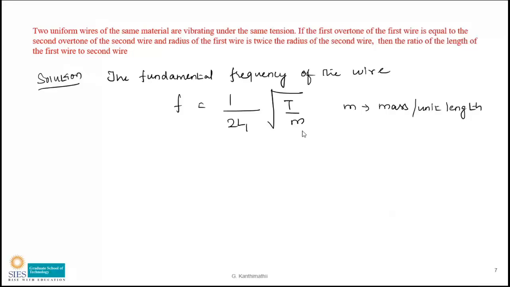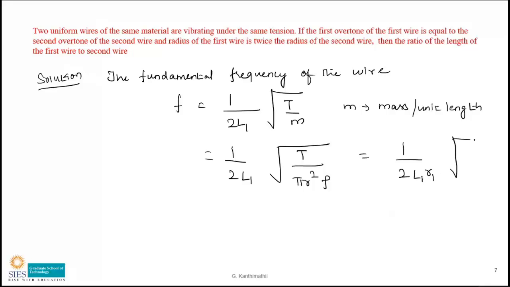I know the formula in terms of radius also. So I can write this mass per unit length in terms of radius as pi r square into rho, right? So this r square is inside the square root, so I can take it out of the square root. So this would become 1 upon 2 L1 R1 square root of T upon pi rho. Okay, this is the fundamental frequency of the wire.